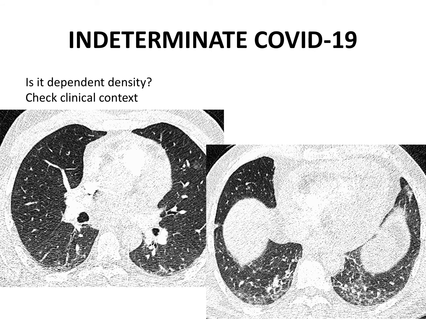This would be indeterminate for COVID. It doesn't rule it in, it doesn't rule it out. So there's ground glass opacity, it's peripheral, but it's pretty mild. And around 60% of people with that sort of indeterminate pattern will have COVID.